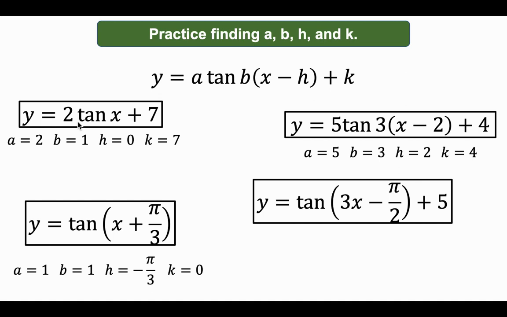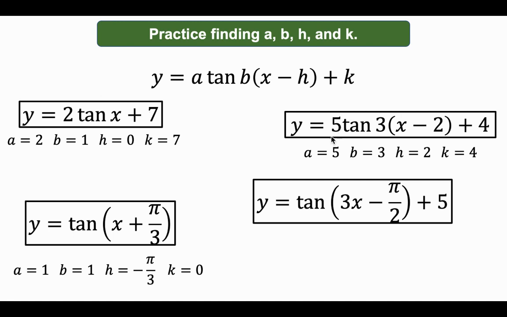First one, a is the number in front, so it's a 2. B is the number in front of x. There's a 1 there. H is the number inside the parentheses. There are no parentheses, so that must be a 0. Plus 7 must be your k value, because that's the part that's away from x. Otherwise, it would be in parentheses. So that 7 is a k, not an h.